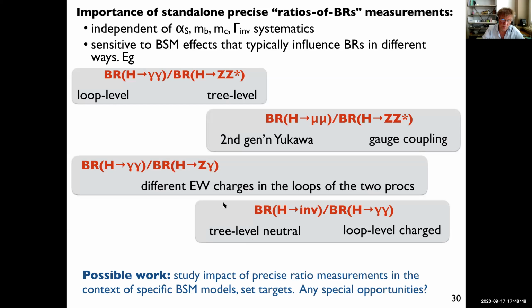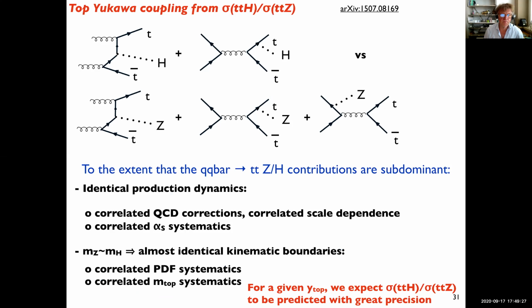So, this systematic study of analyzing from a theoretical, phenomenological perspective these branching ratios in the context of new physics models, this is work that needs to be done. It's not being done in a systematic way. It would be nice to have precise guidelines from the study of specific models as to how precisely we need to measure, say, the ratio of Higgs to mu mu and Higgs to ZZ, or Higgs to gamma gamma and Higgs to Z gamma to sort out different BSM models.